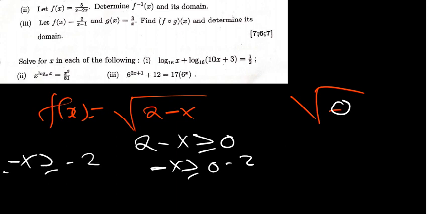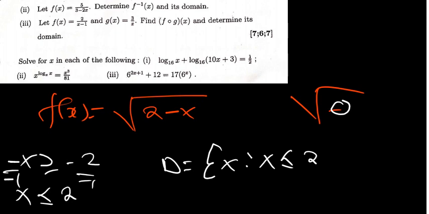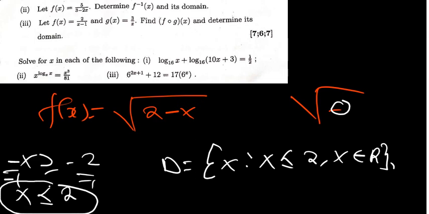Once I divide by a negative, the sign changes. So it's going to be x less than or equal to 2. Meaning my domain is going to be x such that x has to be less than or equal to 2, but x can be any real number. So if I get any value less than 2, this function is going to be defined.